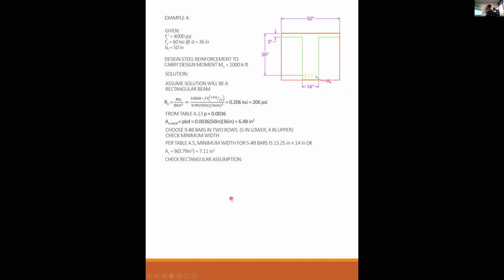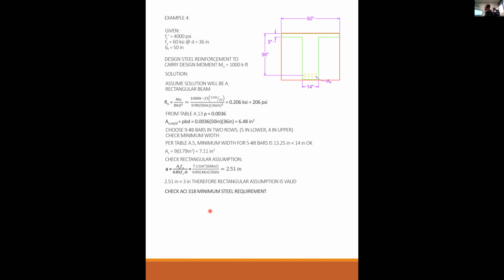Is it rectangular? Well, if it is, then a is equal to AsFy over 0.85 f'c b, which is 2.51 inches. 2.51 inches is less than my available 3 inches. So therefore, it is rectangular. Yay! That means it's a whole lot easier.